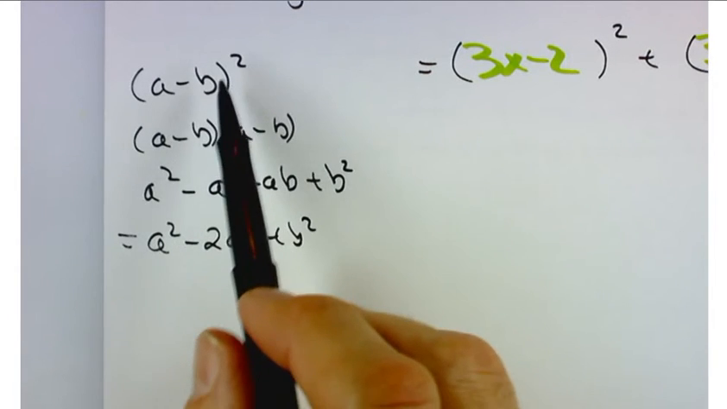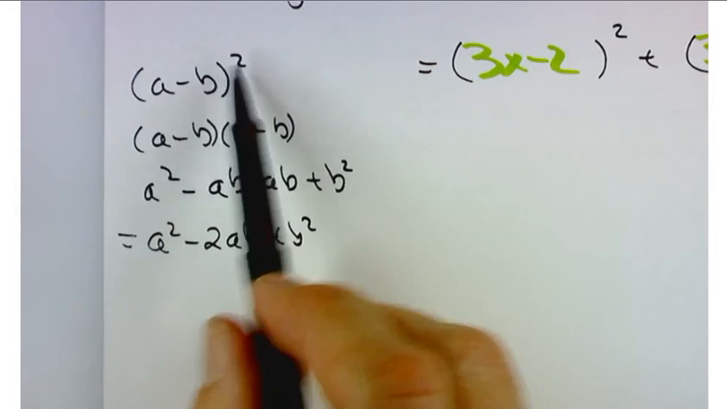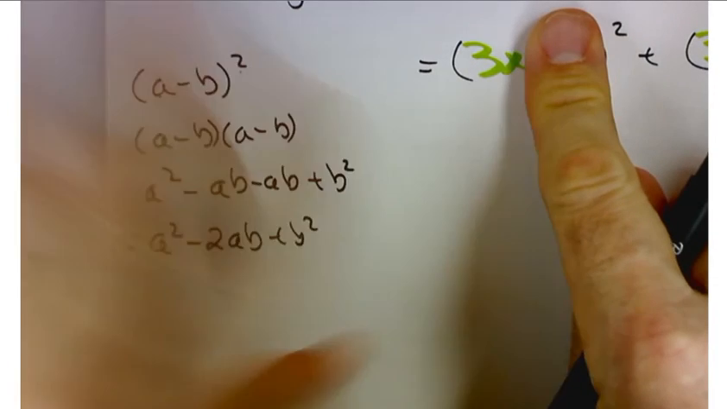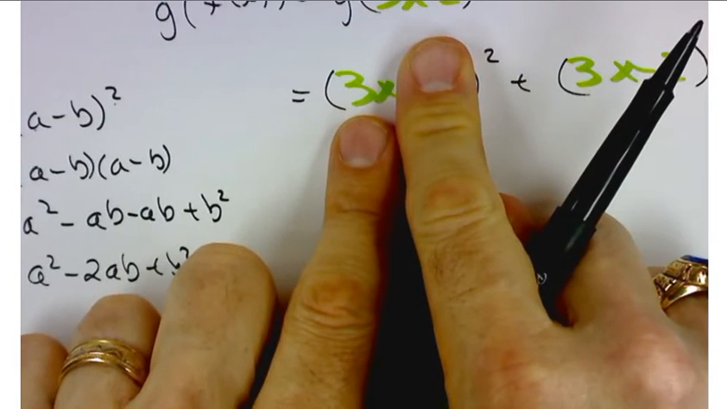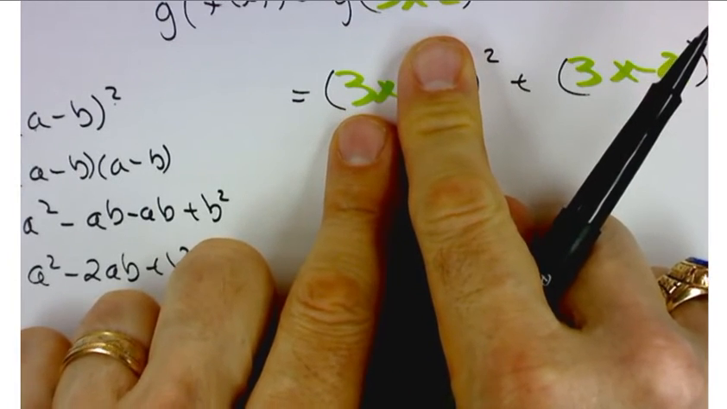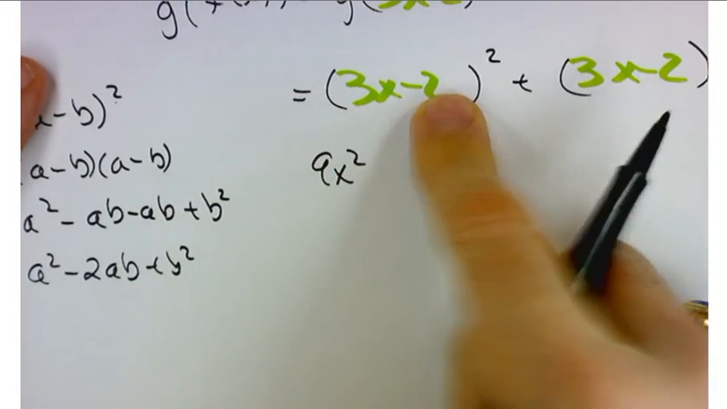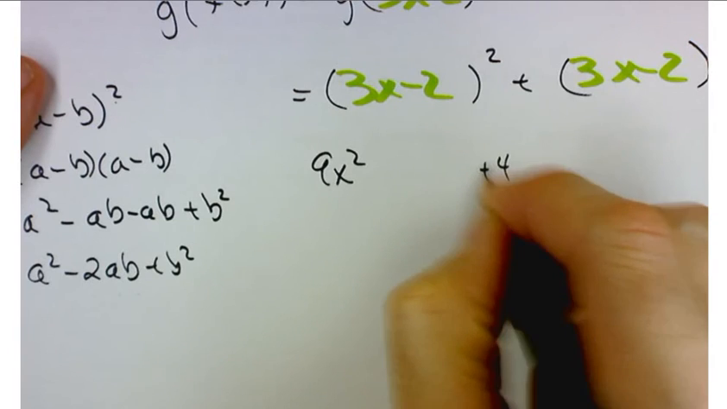So what I do is I kind of borrow this 2. I go, all right, 2 times this times this. And that's how I come up with that middle term. So for instance, in this one, when we square 3x, what do you get? 9x squared. When you square 2, we get a plus 4.